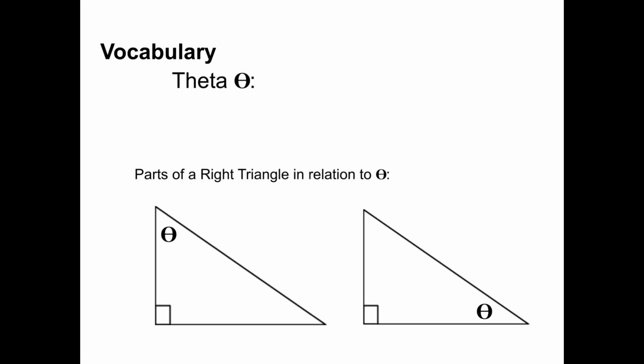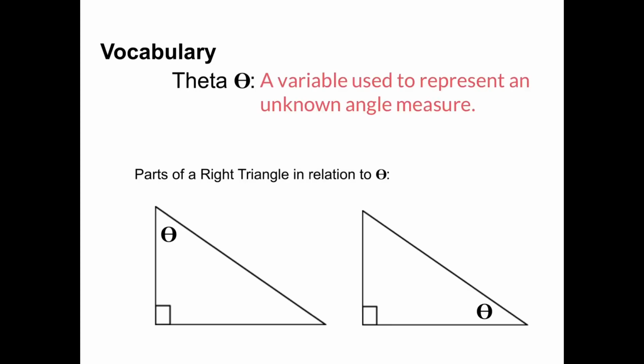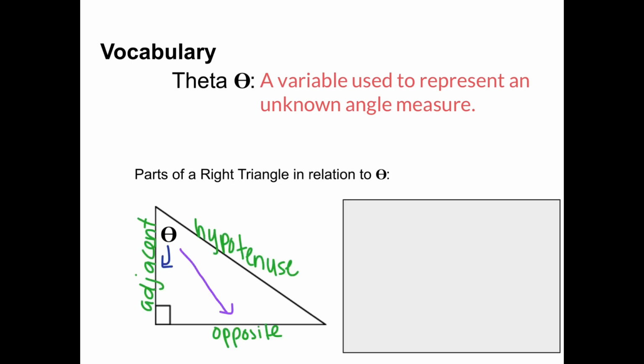Now let's get some vocabulary, and we'll start with theta. Theta is a variable used to represent an unknown angle measure. We will use that unknown angle measure, theta, to label the parts of a right triangle. So in reference to this angle, whatever it is, it's a variable. We don't have to know its measure. We are just going to use this angle.